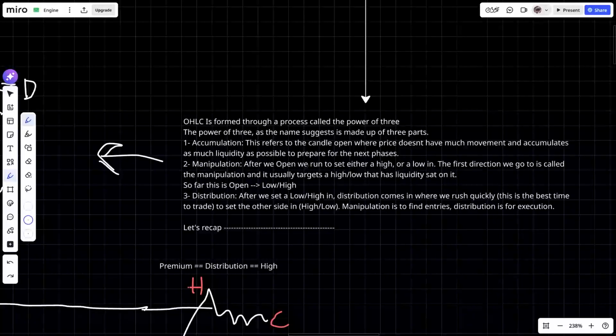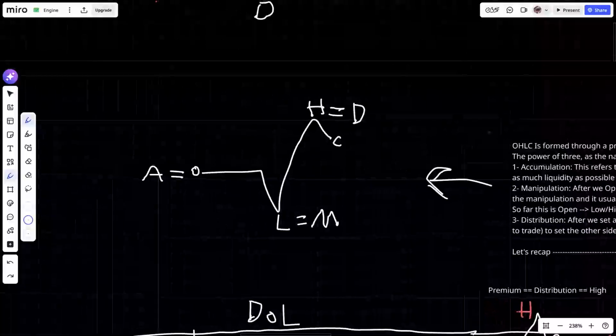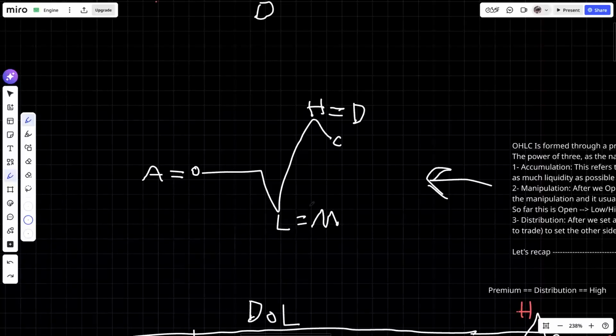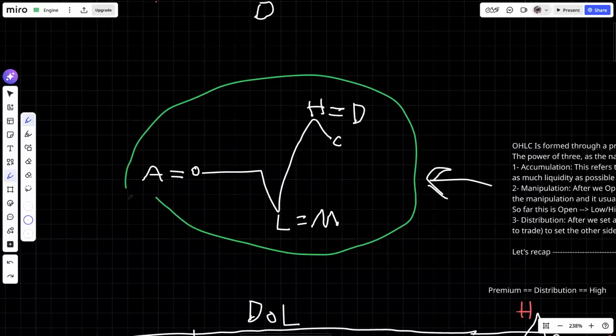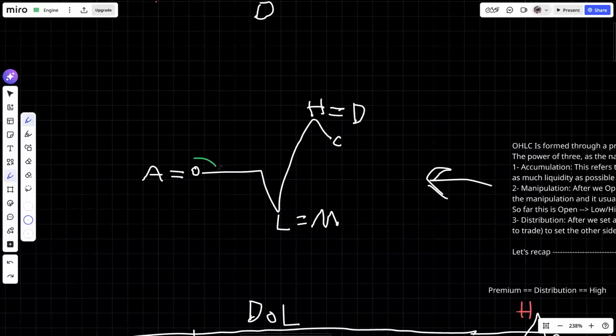Manipulation. After we open, we run to set either a high or a low in. The first direction we go to is called the manipulation, and it usually targets a high or low that has liquidity sat on it. So right here, I've drawn this to help you understand this a little bit better. Your open is your accumulation, and then your low is your manipulation.